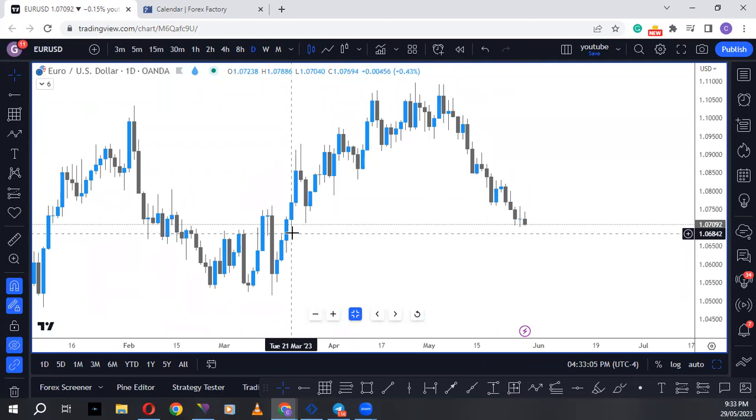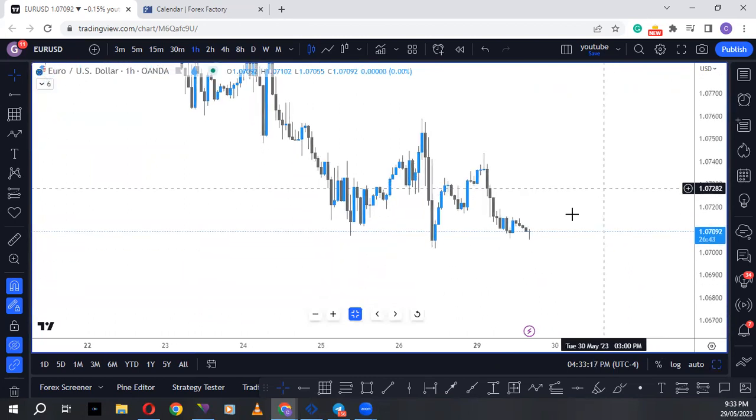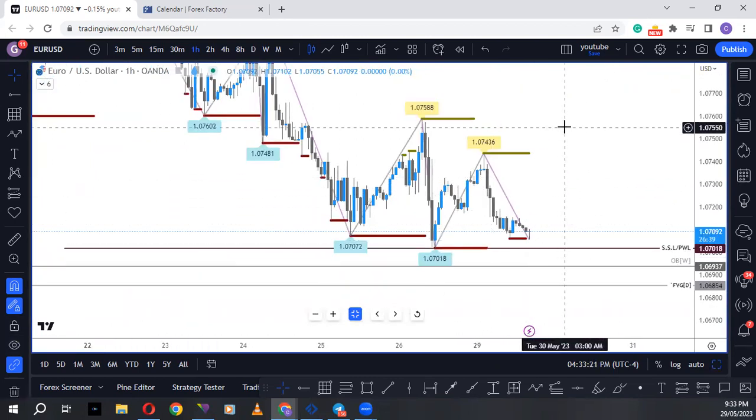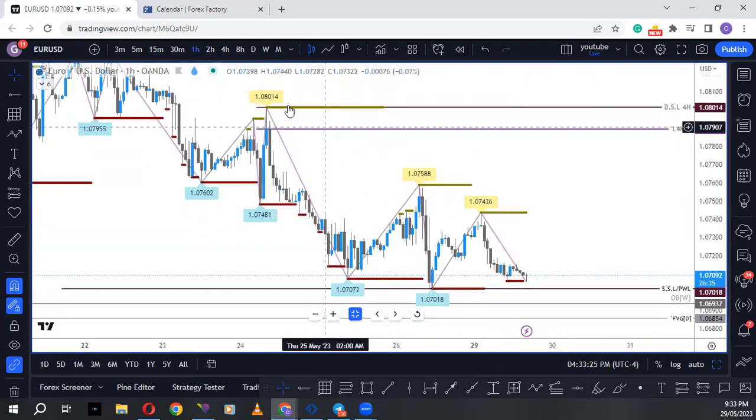Then we have this fair value gap here. We have this fair value gap here that price is sitting above. So although this pair is bearish, you do not want to be taking a long position from this point. So for this pair, your best bet is to wait for it to retrace. So your dealing range is between 1.0801 to 1.0701.